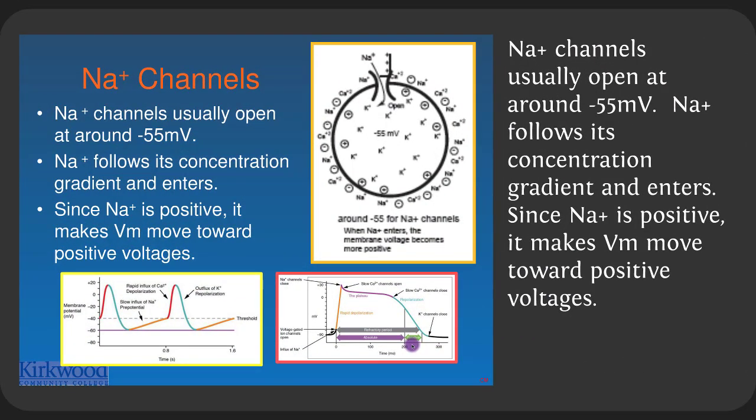Sodium channels usually open at -55 millivolts, which we can see here at -55-ish, or here it's open at -60 millivolts. Sodium follows its concentration gradient and enters. Since sodium is positive, it makes Vm move towards positive voltages. I don't expect you to memorize exactly what voltages channels open at because it differs by cell, but generally sodium channels are the first channels to open to depolarize cells, whether it's a neuron, cardiac muscle cells, or autorhythmic cells in the heart.